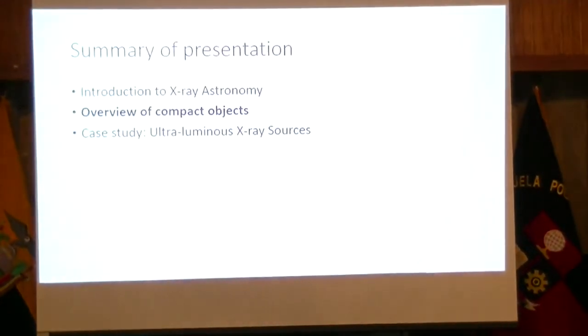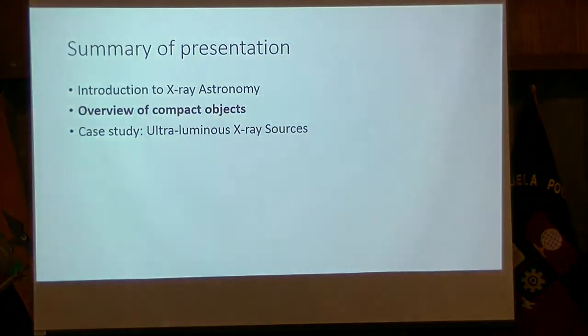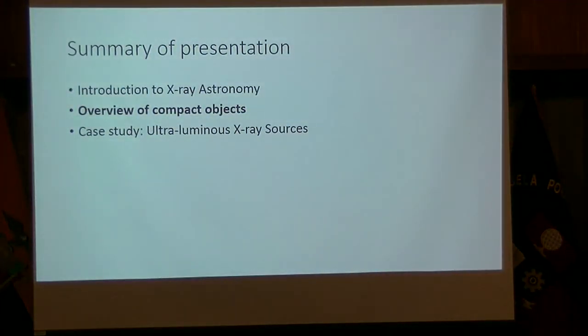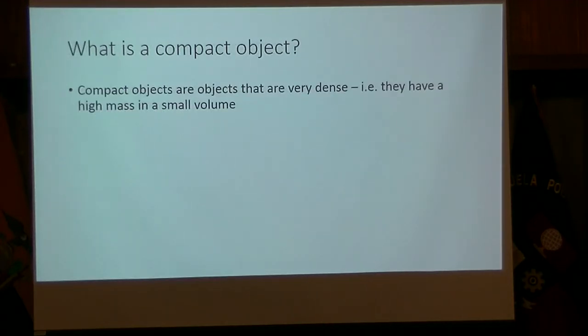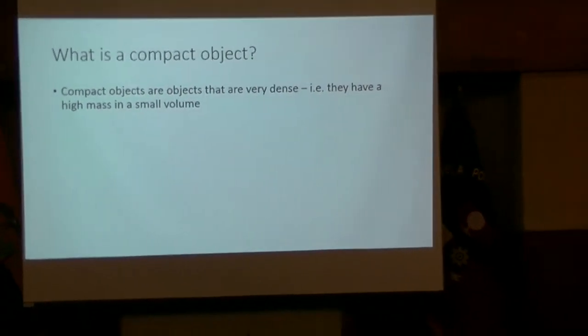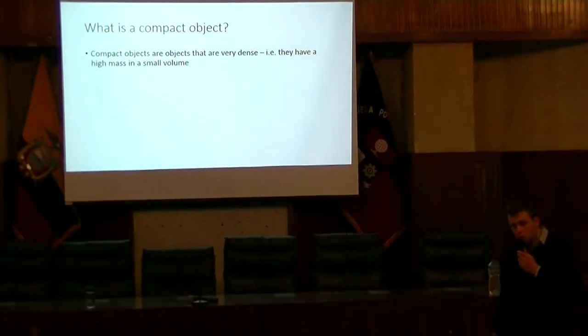Okay, so now on to the next part. I will give an overview of compact objects, what they are, and why we use X-ray astronomy to study them. So compact objects are very dense objects. They are objects of a very high mass in a very small volume.